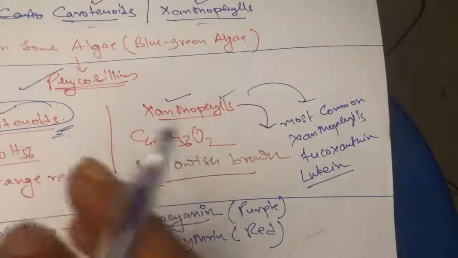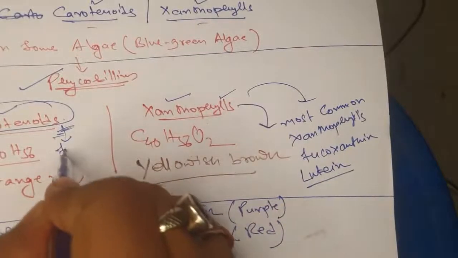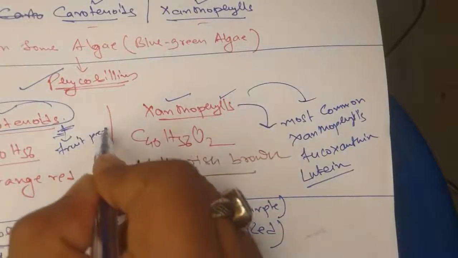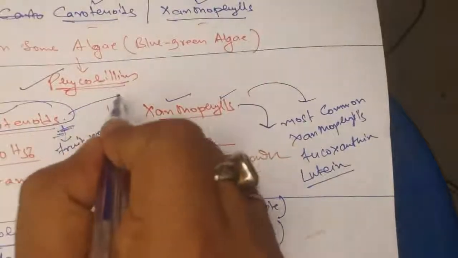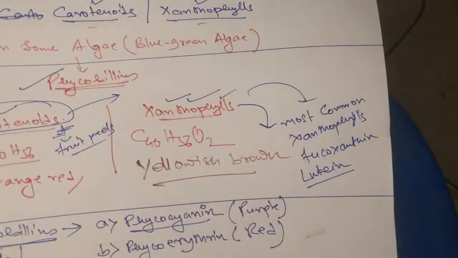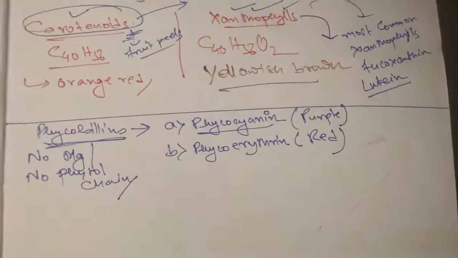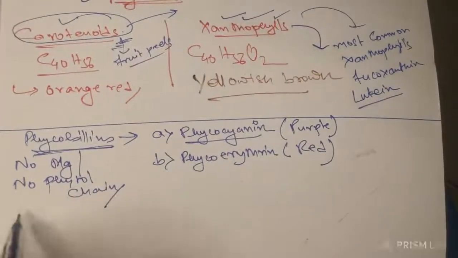Carotenoids are basically found in fruit peels. They are also photosynthetic pigments. Xanthophylls are also photosynthetic pigments. That is a different thing. Now the fact is that when you move forward, phycobilins.